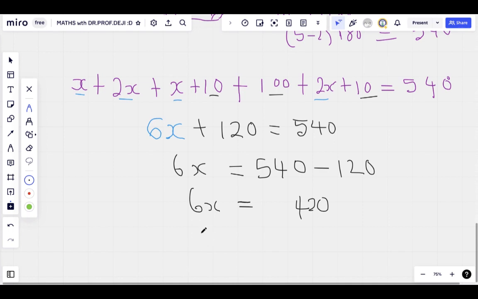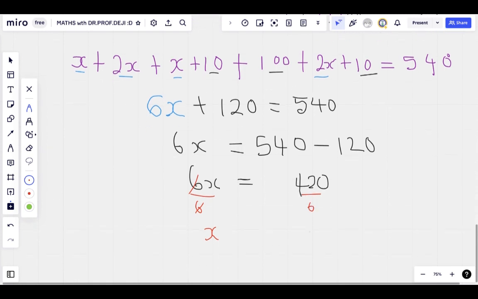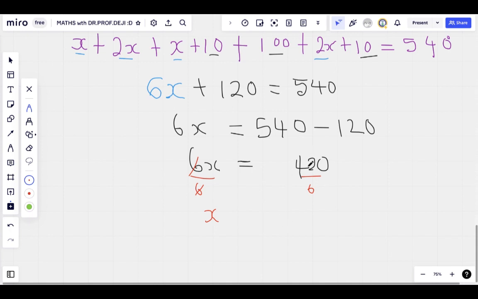Then divide both sides by 6 in order to find x. Six goes into 6, I get x remaining. 42 divided by 6 is 7. So our answer will be equal to 70. Okay, so our answer is 70 for x.